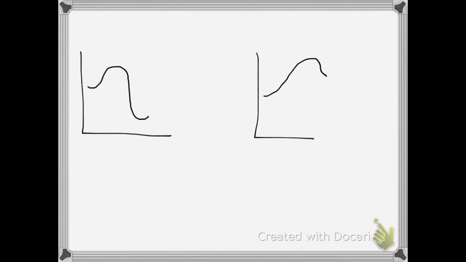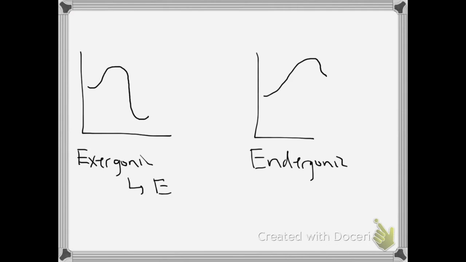Alright, the next one, I'm going to draw a little picture to explain. I drew a graph for these next two. These are our last ones. This is going to be exergonic and endergonic. So, ergonic has to do with energy. I'm just going to do an E for energy. And then ex means out. And end means in.